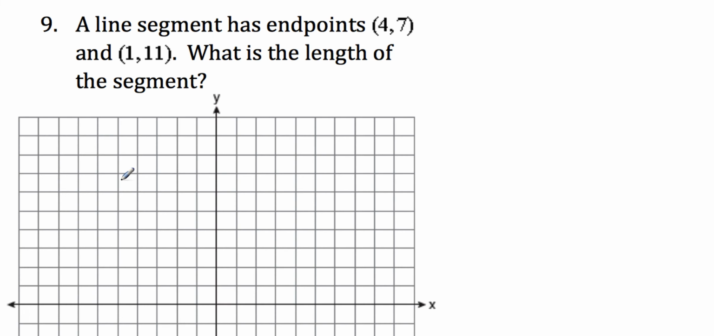All right, let's look at number 9 here. 4 comma 7. So 4 comma 2, 4, 6, 7. That's 4 comma 7. 1 comma 11. 1, 2, 4, 6, 8, 10, it kind of goes out of the graph paper, but I'm looking for a line segment that connects from here to here. How do you do that?